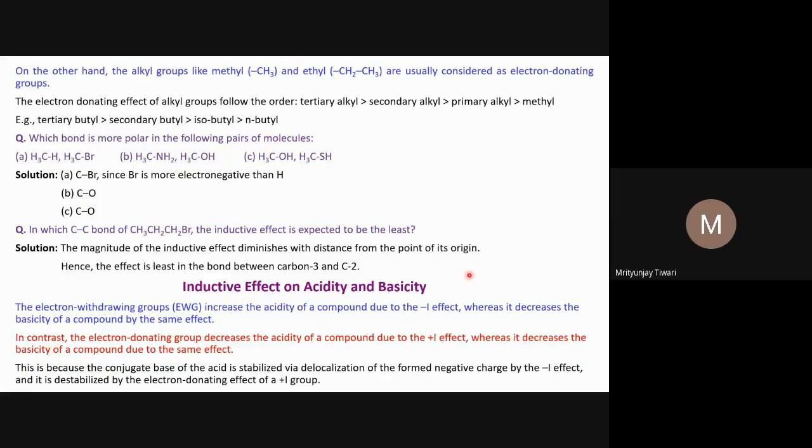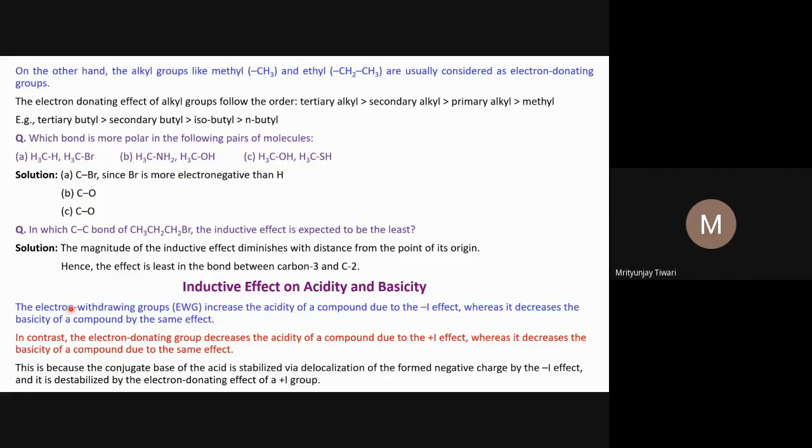Let us now see the inductive effect on acidity and basicity, and also the effect of the inductive effect on nucleophilicity and electrophilicity. So, inductive effect on acidity and basicity. What we have seen is that the inductive effect is because of the electron withdrawing or electron donating effects of an already added substituent to an organic molecule. The electron withdrawing group increases the acidity of a compound due to the minus I effect. And why it affects this, we should remember.